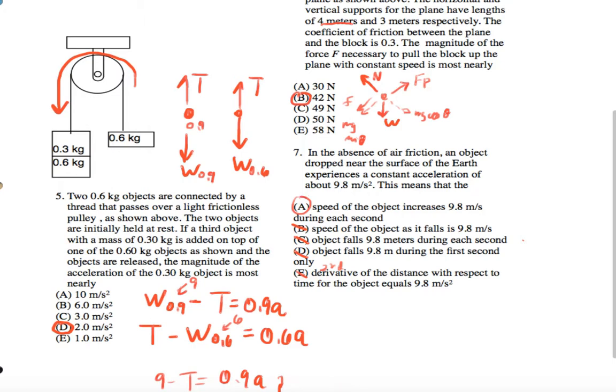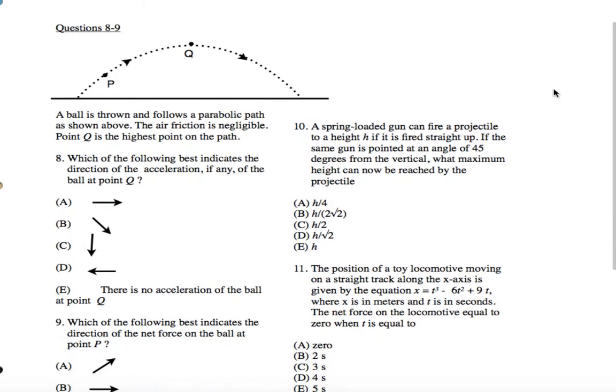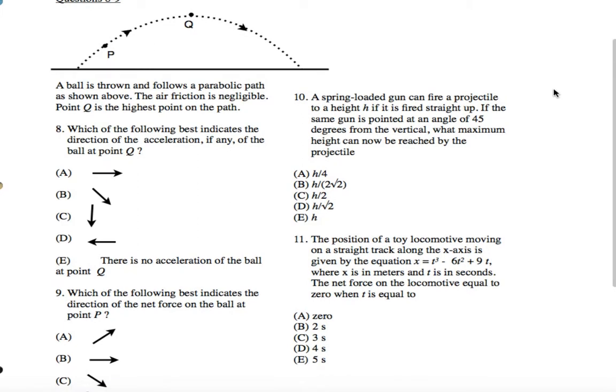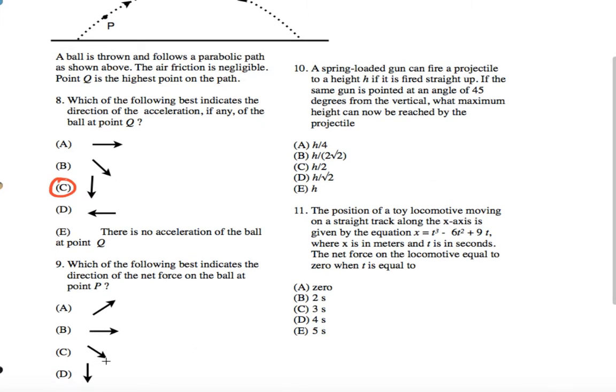Now, problem 8. Ooh, great question. So we've got this ball thrown in the air, and there's no air resistance. Let's be really clear on this. The whole time that the ball is traveling, after I've thrown it, the acceleration is downwards due to gravity, and the net force is downwards due to its weight.